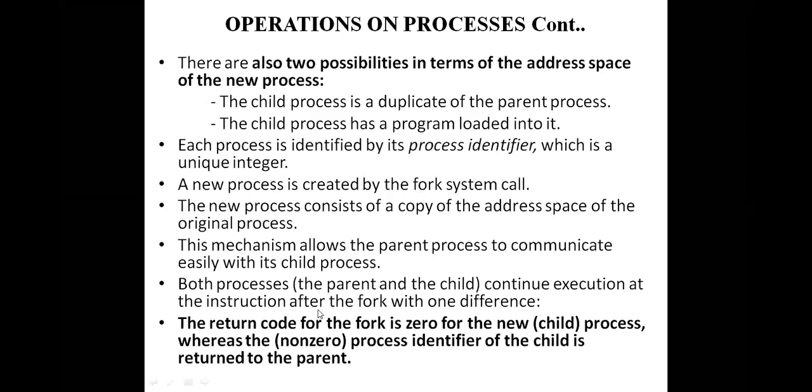And the next point, the last important point, the return code. What is the return value of the fork system call? It will return two values. One is 0 and the second one is non-zero. 0 is returned to the child process and non-zero is returned to the parent process. Non-zero means the child process ID is returned to the parent, and 0 is returned to the child process.